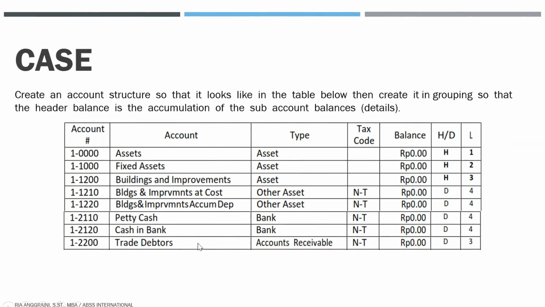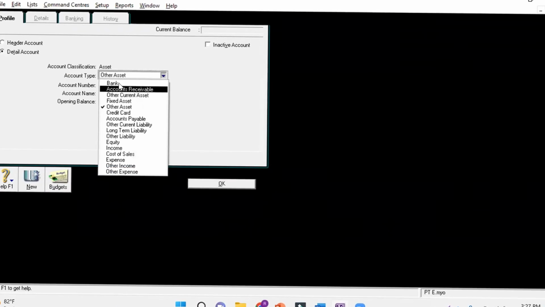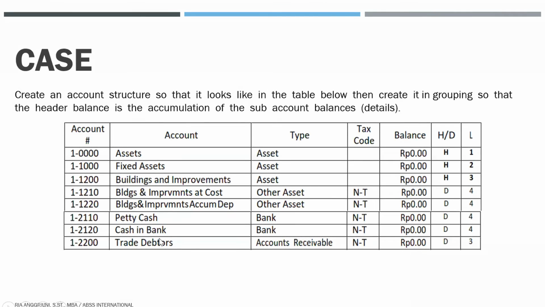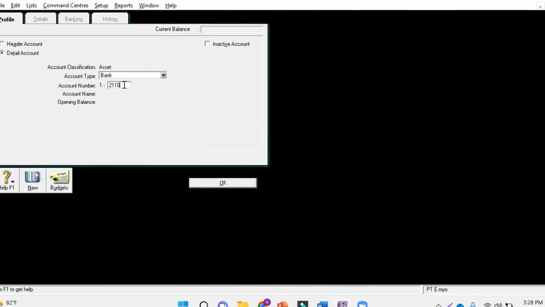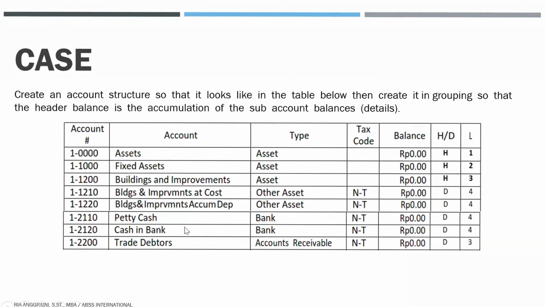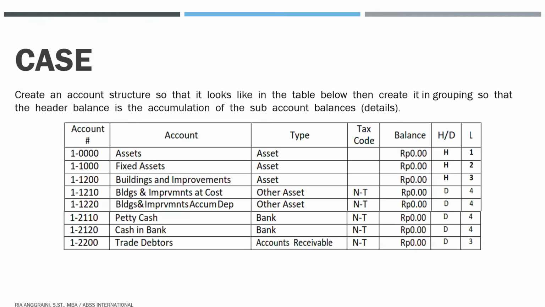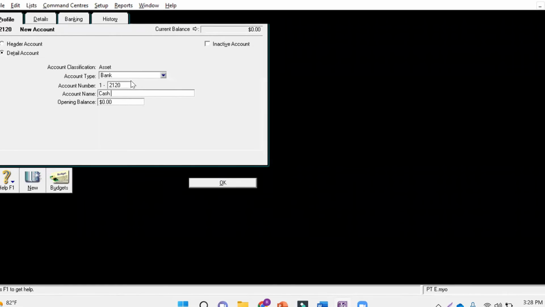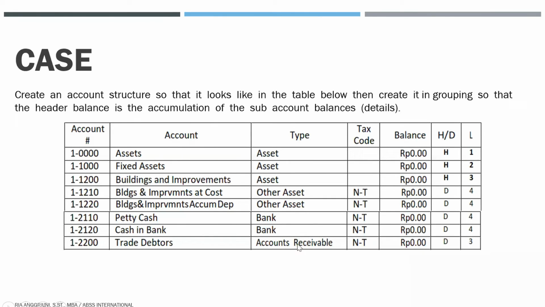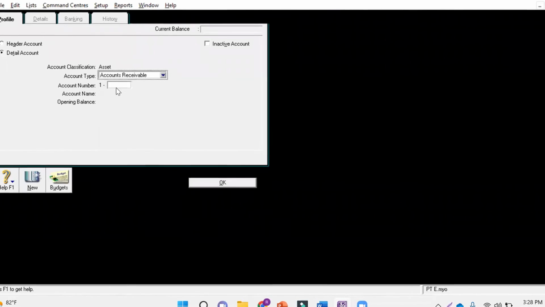Create new, the type is bank, and this is detail. The number is 2110 with the name petty cash. Next, bank, the number is 2120, and cash in bank. Last one, that's account receivable. The type is account receivable.